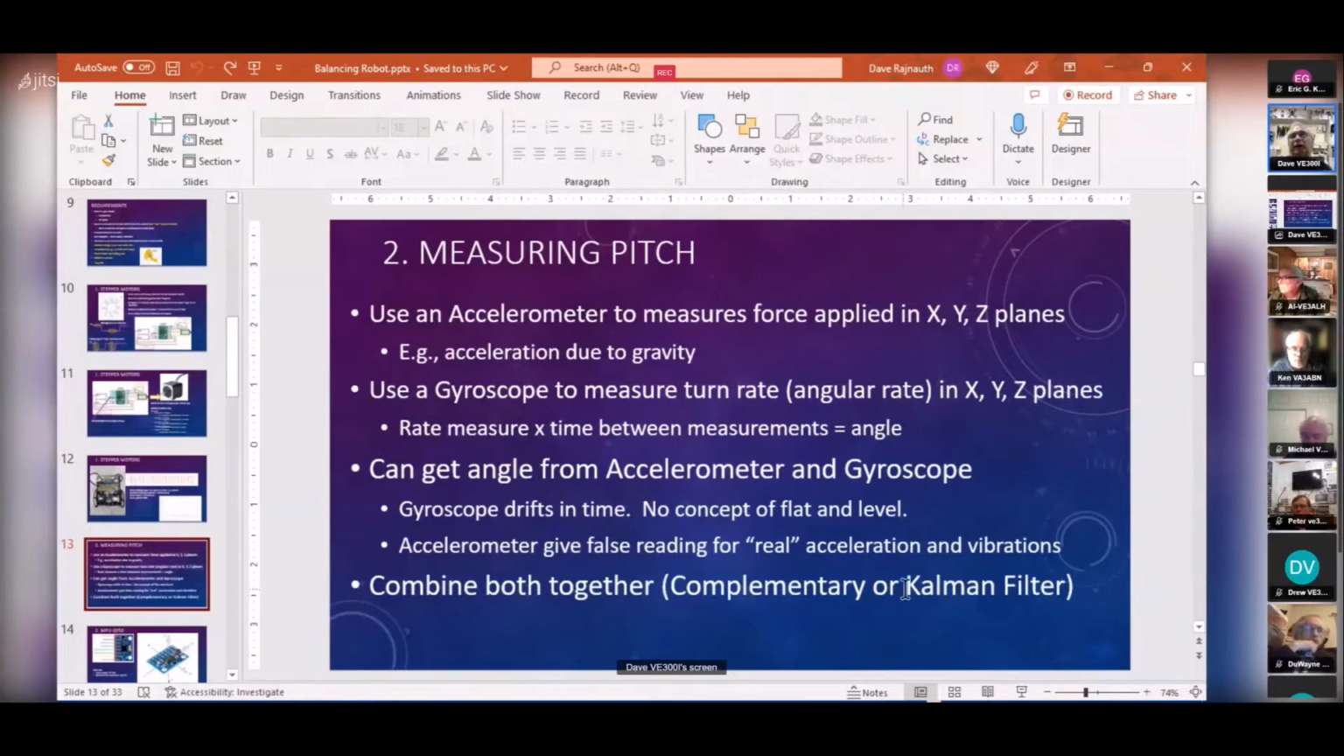The most famous way of doing that is using the Kalman filter, which is what I used way back when, but it's a lot more complex. The complementary filter is what I use, and it's a lot simpler to fuse the data together.